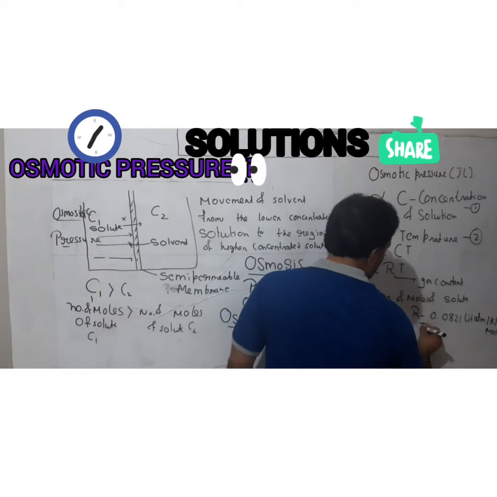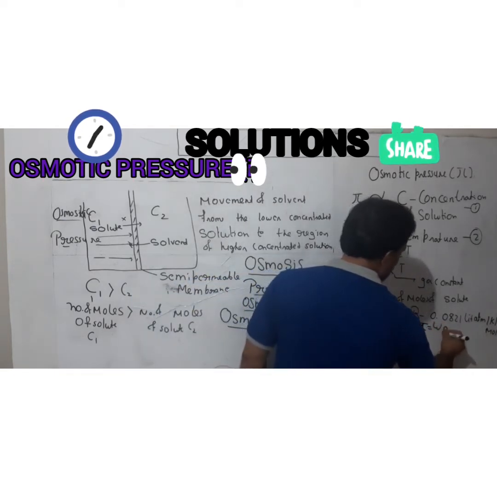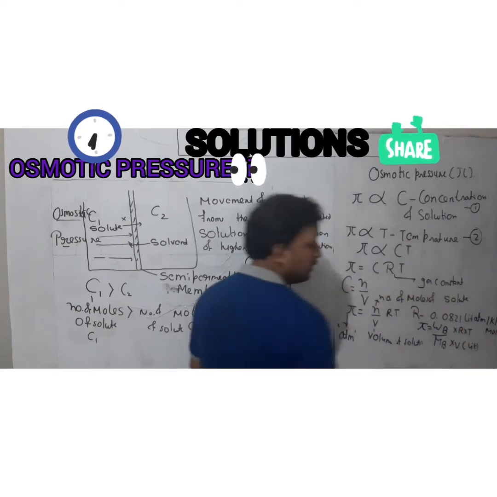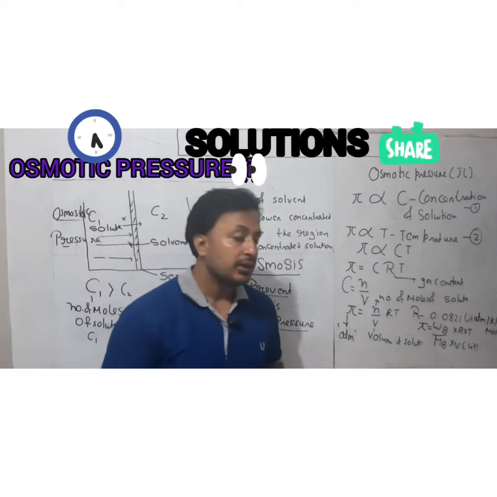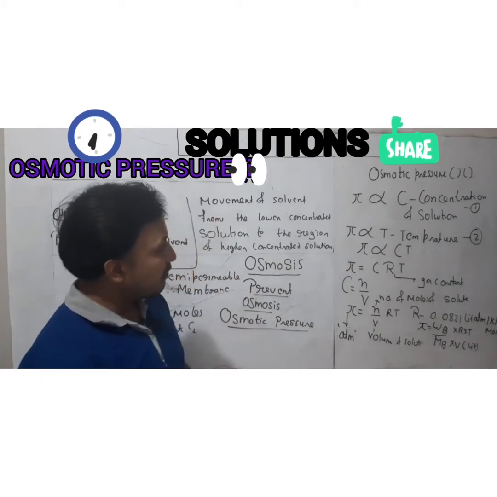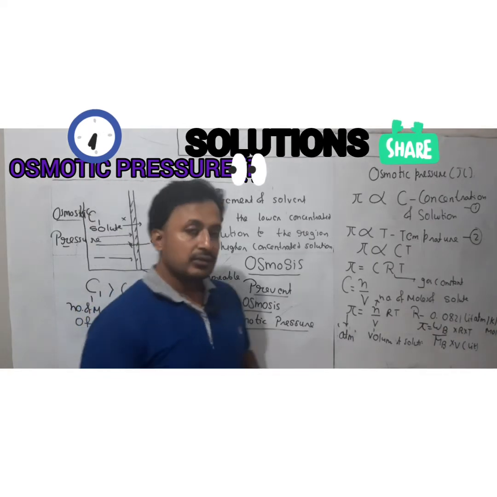If you want to use the molar mass, then you can use the given mass of the solute divided by the molar mass of the solute, then into the volume of the solution, and gas constant and temperature. Volume of the solution should be in liter. If it is not in liter, then convert it into liter by dividing it by 1000, as we have done in the case of molarity also. So that can be the formula. Like that we can calculate the osmotic pressure.